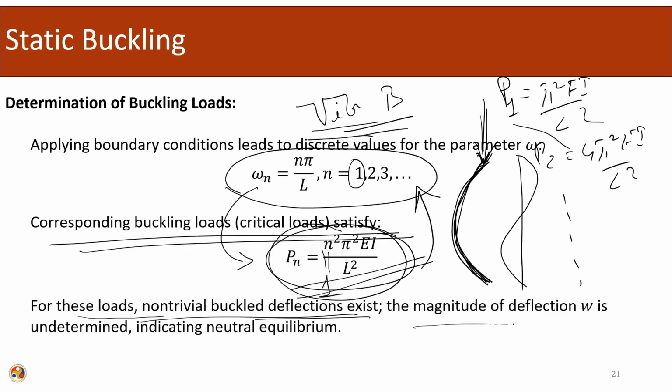The magnitude of the deflection W is undetermined, indicating neutral equilibrium. So buckling occurs in the modes corresponding to the natural vibration of the system. This is the requirement of the axial loading.